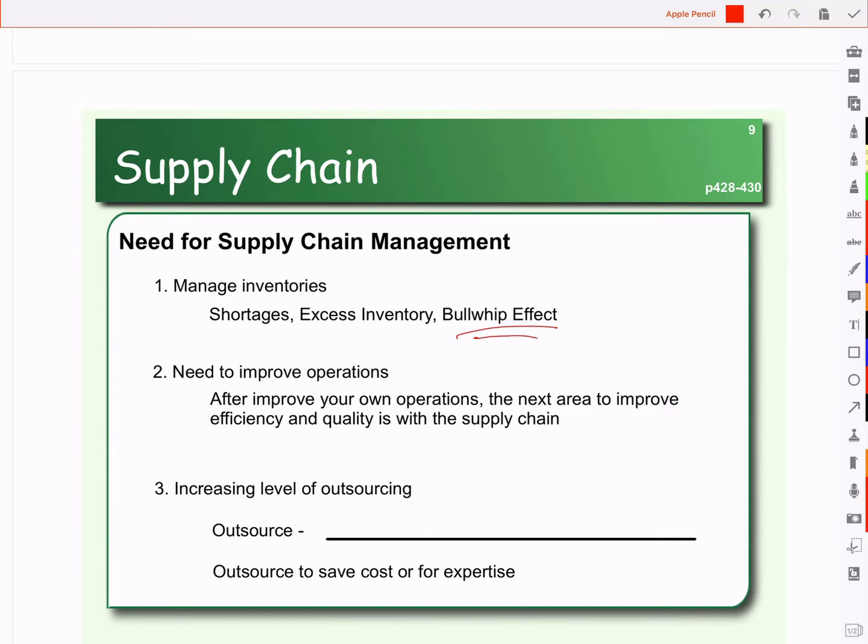The second reason we need to manage our supply chain is because we need to improve operations. So after you improve your own operations, so you've made your company more efficient, you've increased your quality, then you need to work on those areas with your supply chain because the customer doesn't differentiate between the different parts of your supply chain. For example, if we look at Apple and iPhone, there were accusations that Foxconn provided poor working conditions for those who made the iPhone. Well, nobody knows who Foxconn is. No one blames them. We blame Apple.